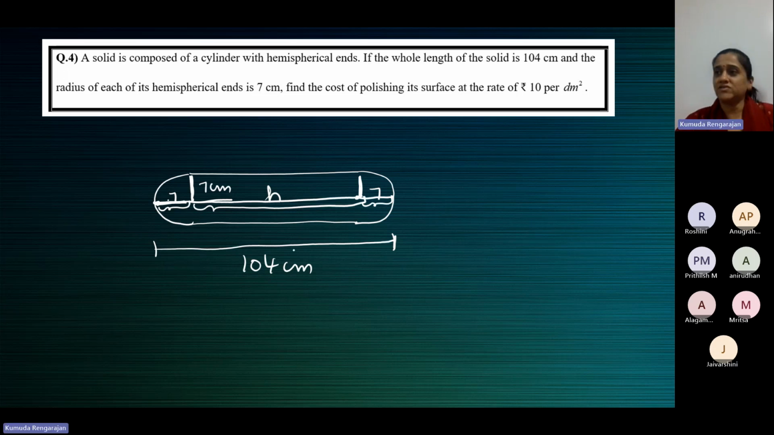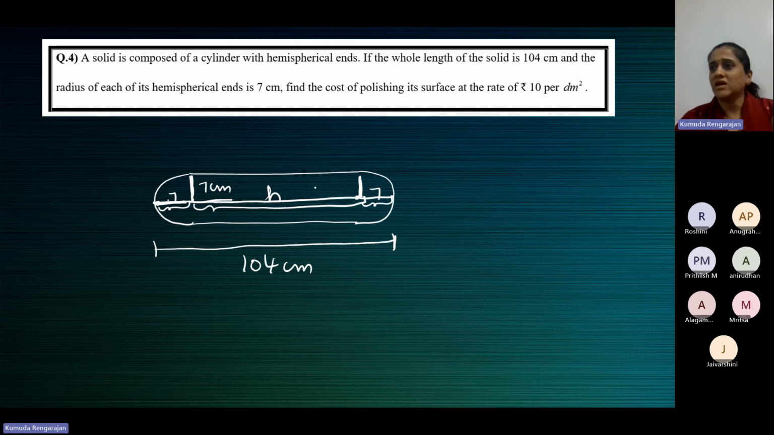104 minus 14, which is 90. So how will you find the area to be polished? It is the CSA of the cylinder plus the CSA of the two hemispheres. Only CSA. So whatever is visible, whatever area is available to be painted, what area of the cylinder is available to be painted?